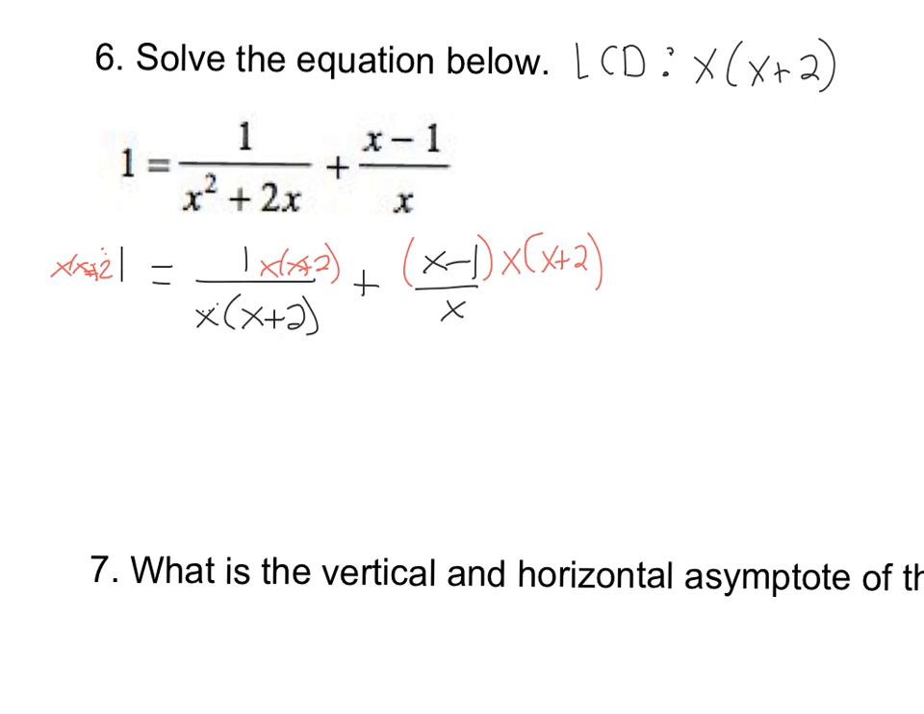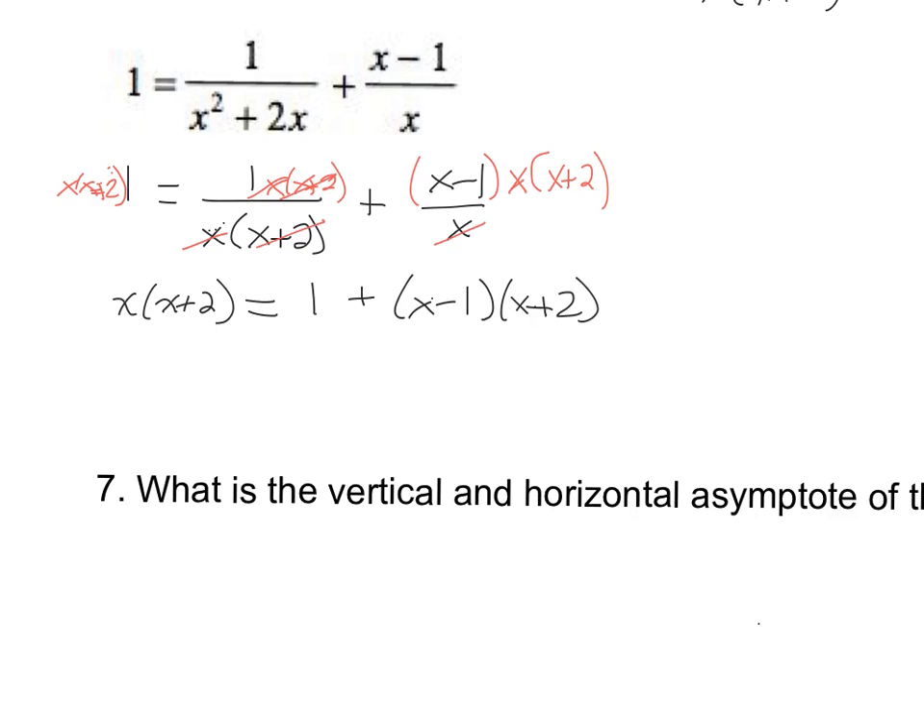Now the reason we do this, as you will see, is that in this case the x's will cancel out. In this one the x's and the x plus 2's will cancel out. So what we're left with is x times x plus 2 times 1, but we really don't need that, equals, everything canceled out, so just 1 plus x minus 1 and x plus 2. So what we'll have to do is simplify these. We'll have to multiply them and try to get an equation we can solve.